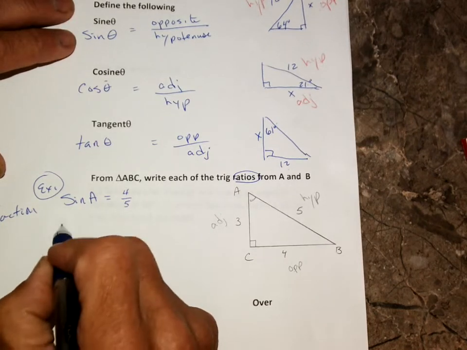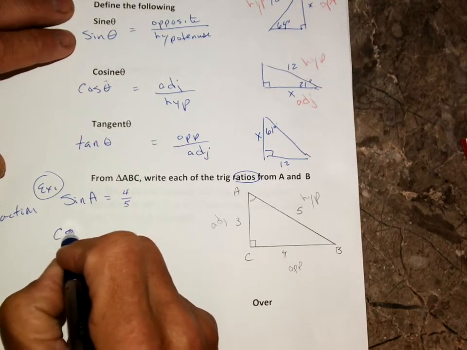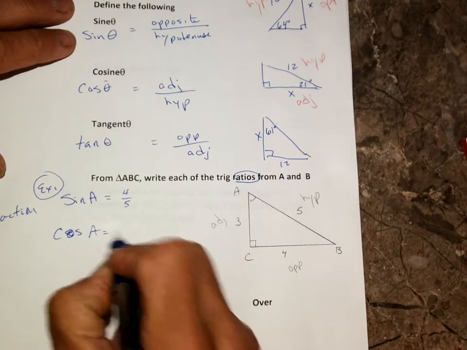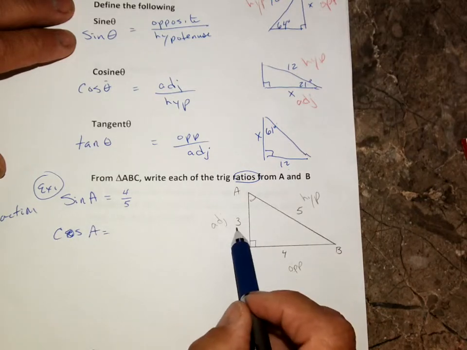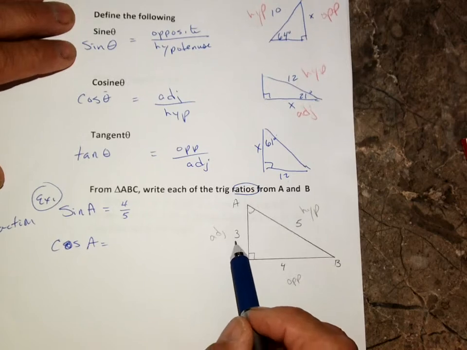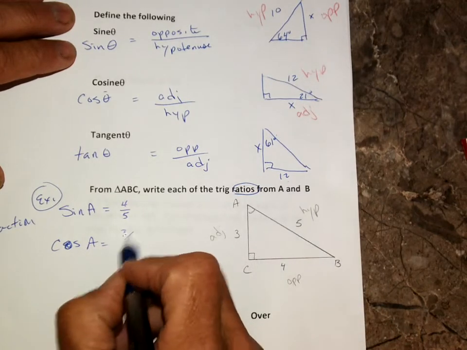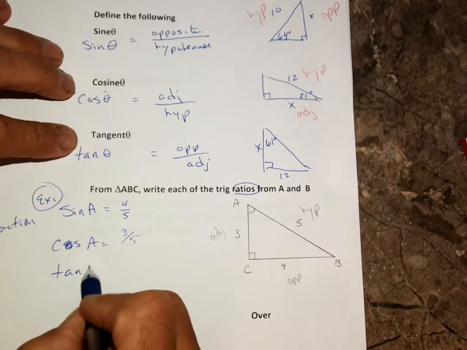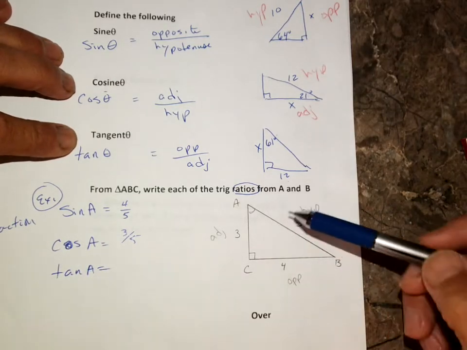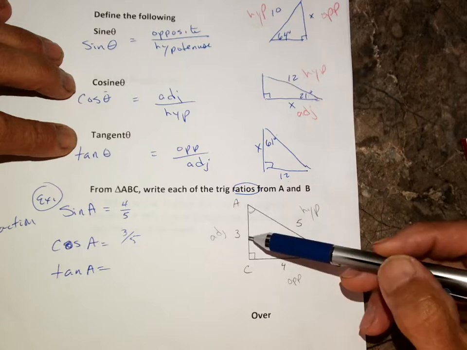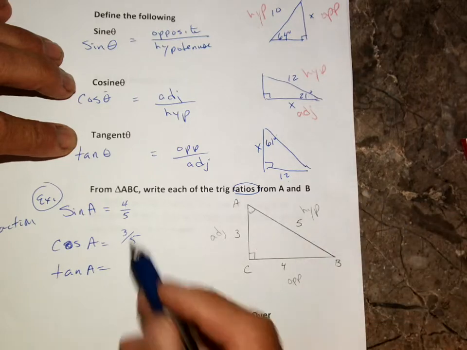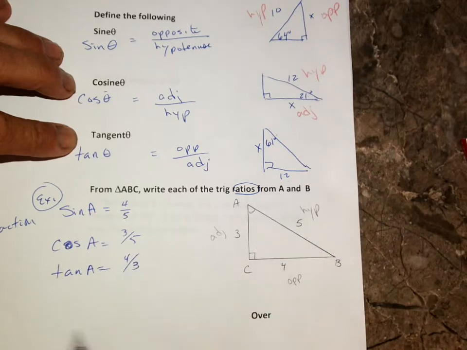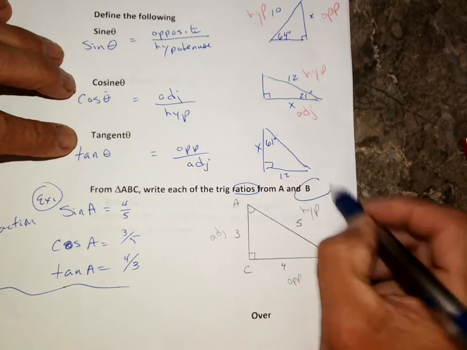I also want on the test on Friday for you to tell me what the cosine of A would be. Well, the cosine would be the adjacent over the hypotenuse, which would be 3 over 5. And I also want you to do the tangent of A. The tangent is the opposite over the adjacent, which is going to be my 4 over 3. I want that for both angles. I also want it for angle B.